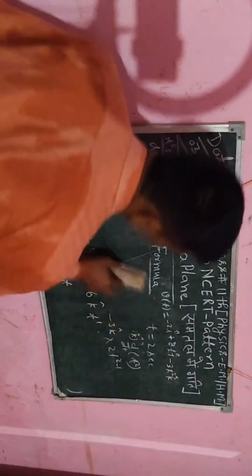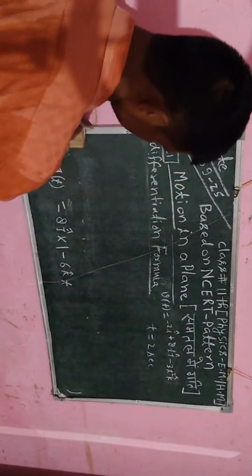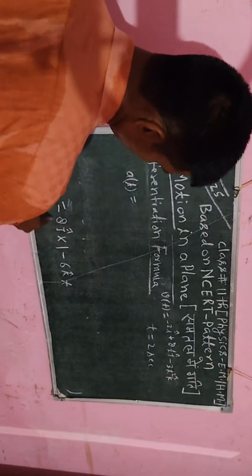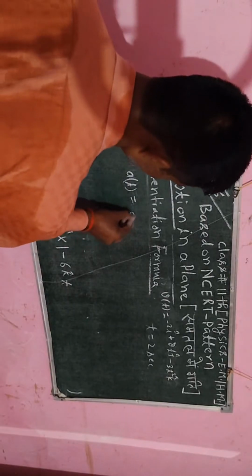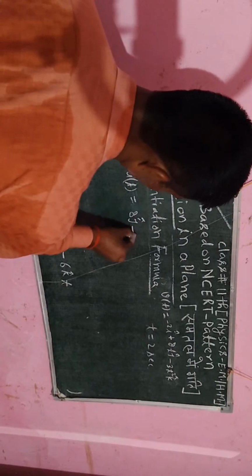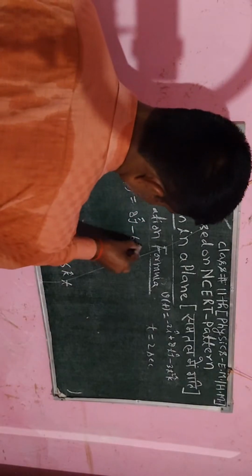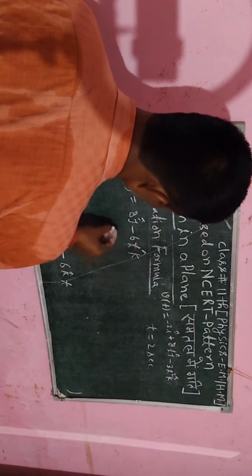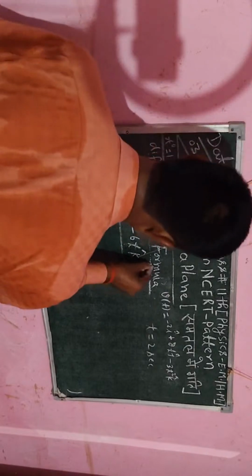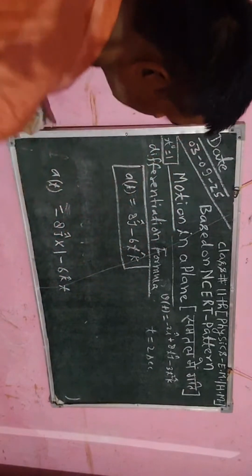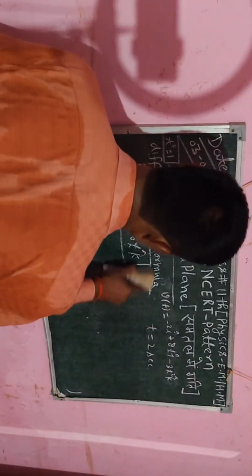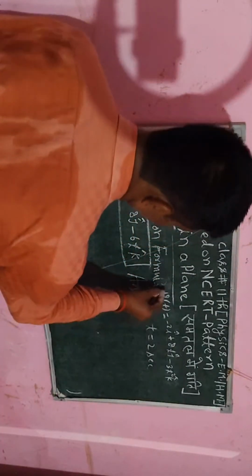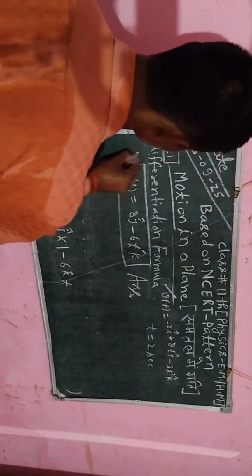Okay, now here possibly I am going to erase and write a of t, which is equal to 8 vector j cap minus 6t vector k cap. Okay, this is the answer for the explanation. This is the answer, so I have to write here answer. Okay, so velocity function I have got, and explanation method I have got.